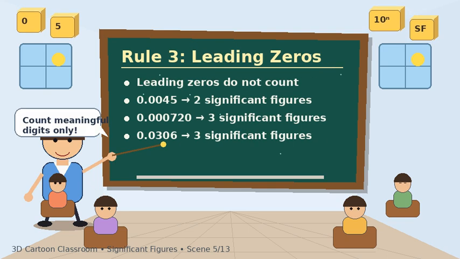Zeros appearing before the first non-zero digit are not significant. These leading zeros only show the position of the decimal point. For example, 0.0045 has two significant figures, 4 and 5. 0.000720 has three significant figures, 7, 2, and the final zero.